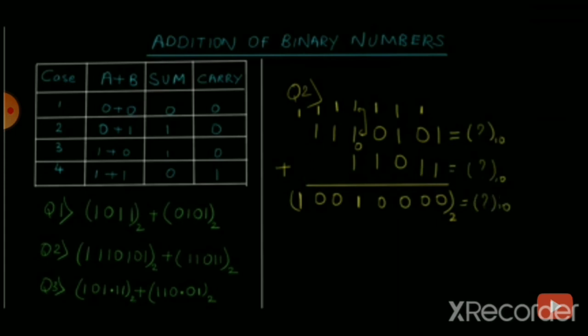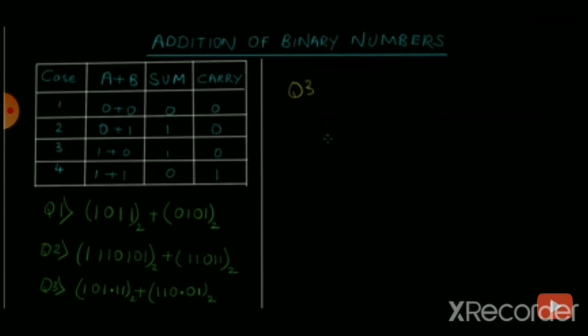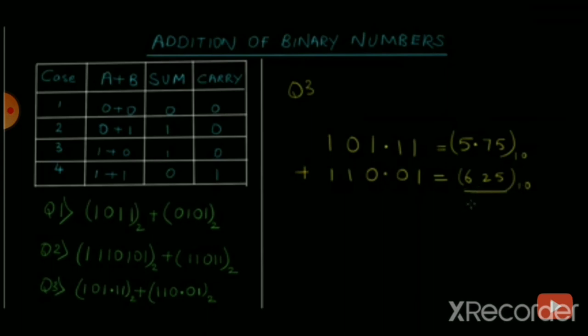So let's see the last example, which is a fractional binary number. So the question 3 is as follows. We have 101.11 plus 110.01. Now the decimal equivalent of these values are as follows. 101.11 is equal to 5.75 in decimal, so you can go ahead and convert these values if you want to cross check it, and 110.01 is equal to 6.25 in decimal. So if you add up these values, you should be getting a total of 12.0. So let's see if these binary values add up to this value.